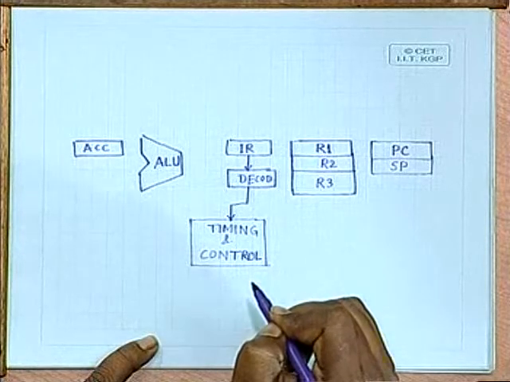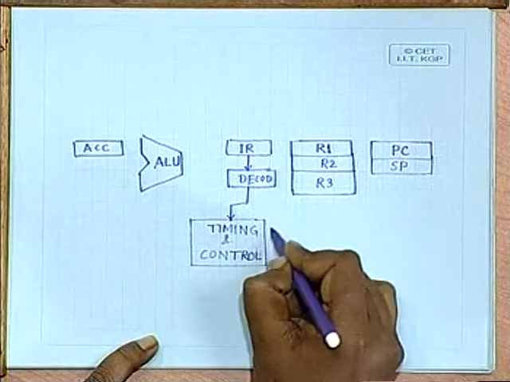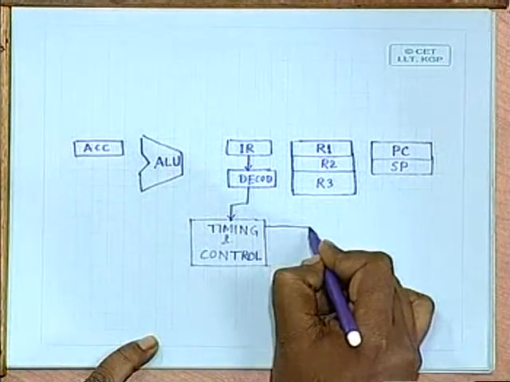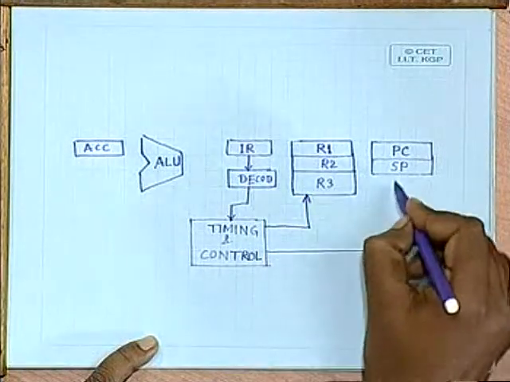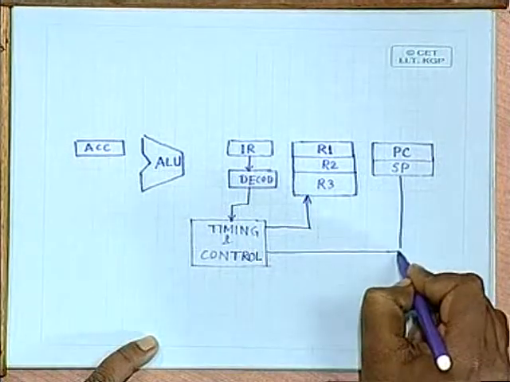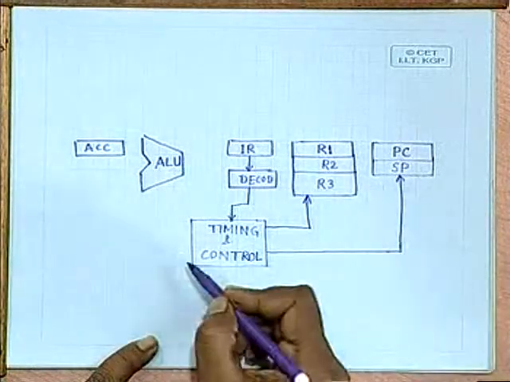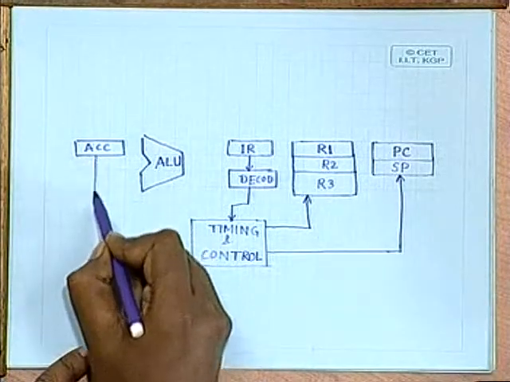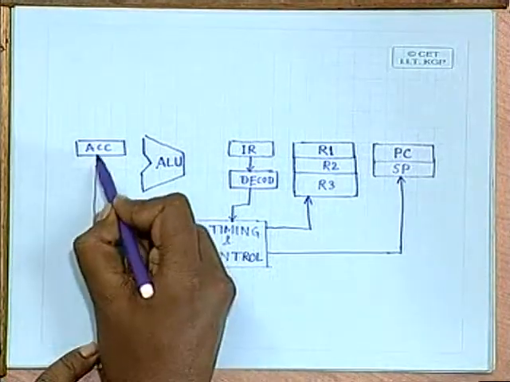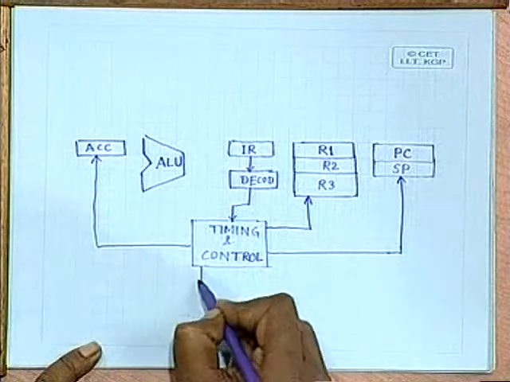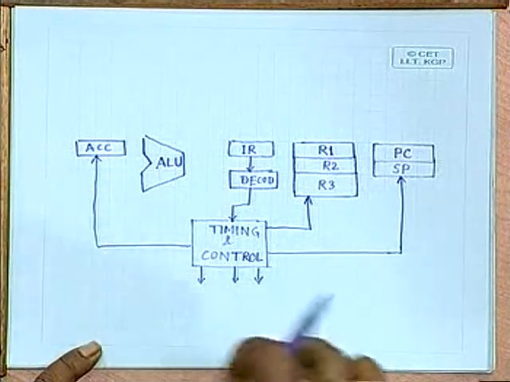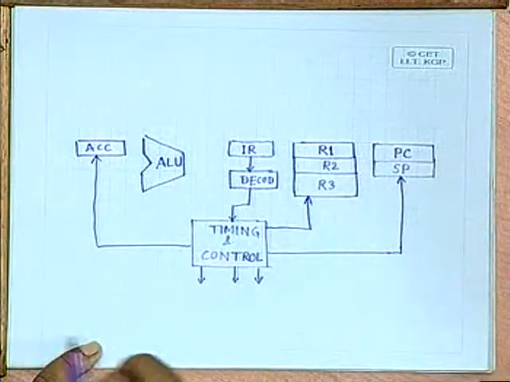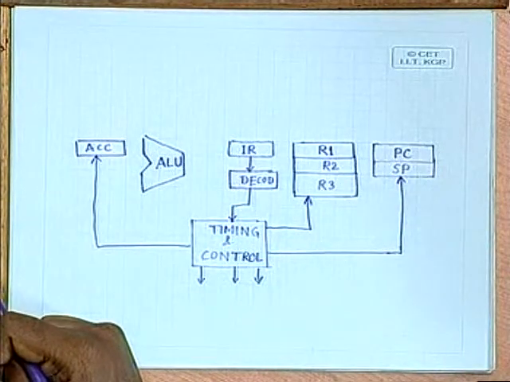So, you find that all the units in the CPU get the control signals from the timing and control unit, all of them. So, there are various such control signals which are generated by the timing and control unit, and these control signals are distributed to all other units in the CPU.